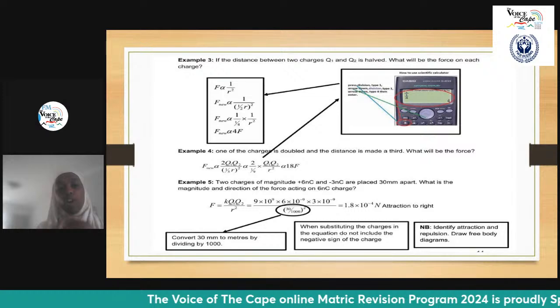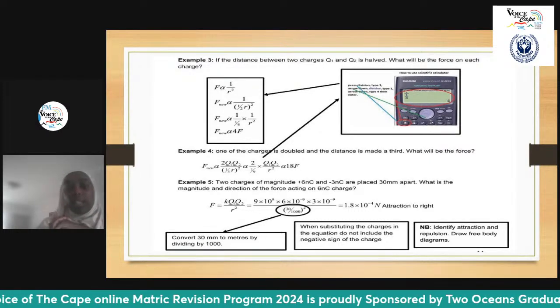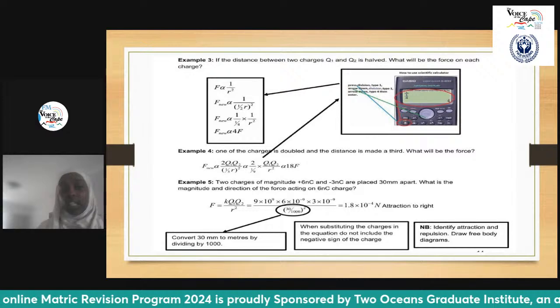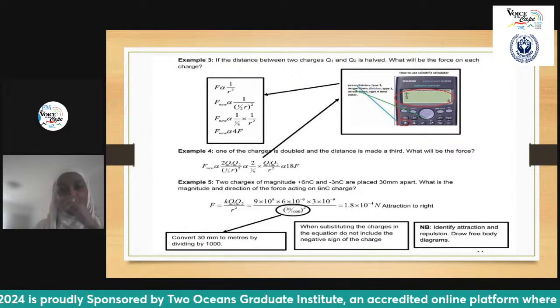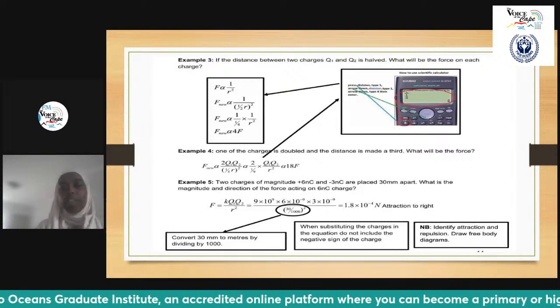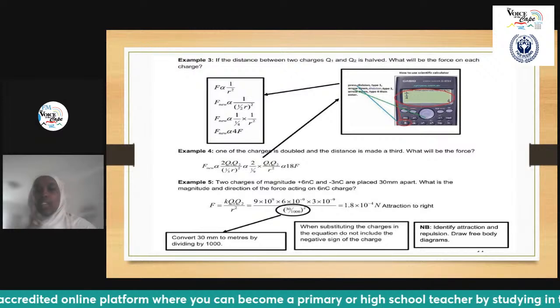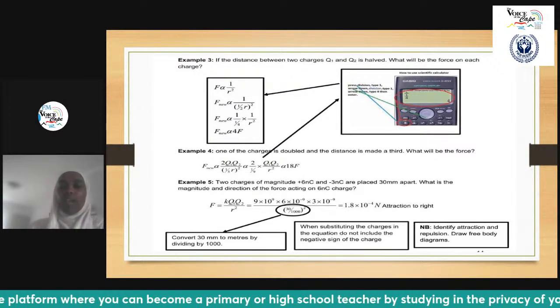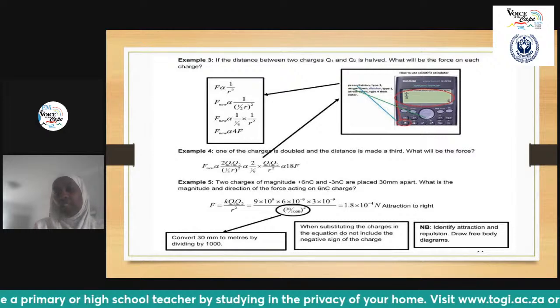Last example, example number 5. 2 charges of the magnitude 6 nC. nC is nanocoulombs, hey? Nanocoulombs. So positive 6 nC and negative 3 nC, so nanocoulombs, are placed 30 millimeters apart. What is the magnitude and the direction of the force acting on the 6 nanocoulomb charge? So first of all, nanocoulombs is times 10 to the negative 9.